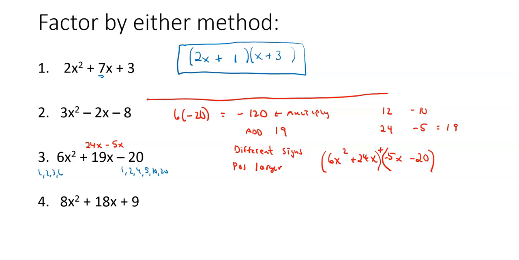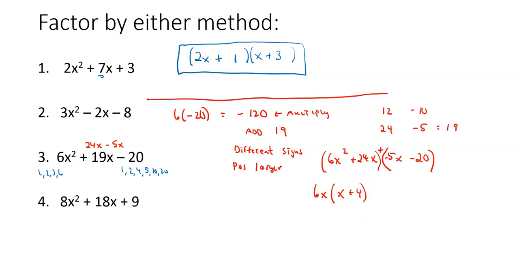All right, look at the first term. 6x squared into 24x, I see a common factor of 6x. 6x will divide evenly into both terms. 6 divided by 6 is 1. x squared divided by x is x. Okay, in the second term, 24x divided by 6x is 4.